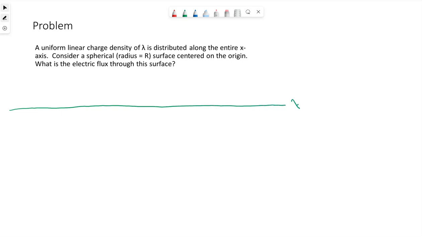So, an infinitely long linear charge density lambda, and we have a spherical surface centered on the origin. So the y-axis would be right there. Okay, this spherical surface is a closed surface. This is considered a Gaussian surface, and we want to find the electric flux through this surface.